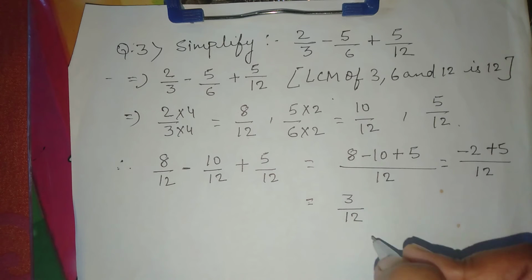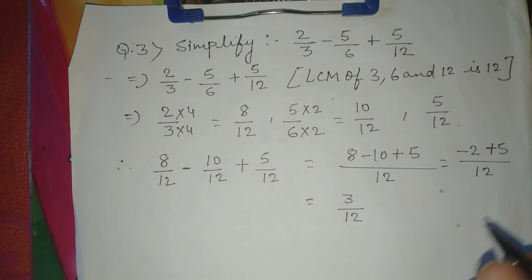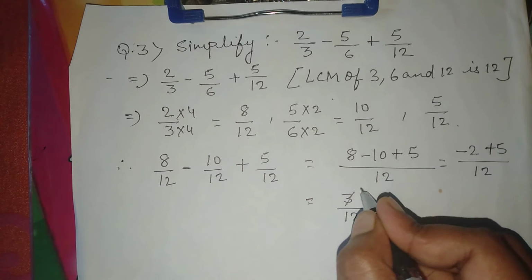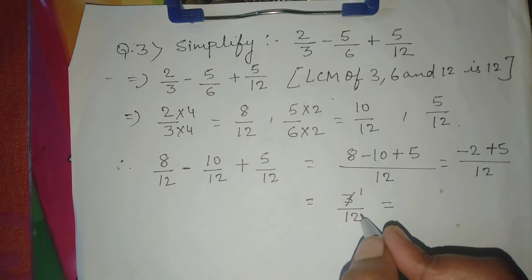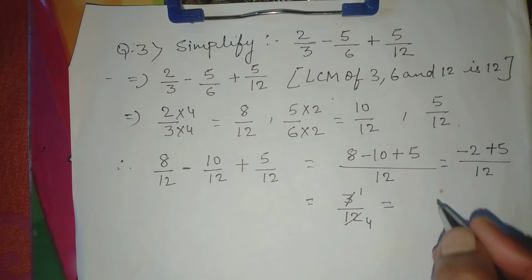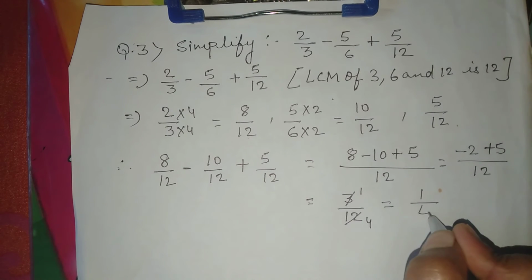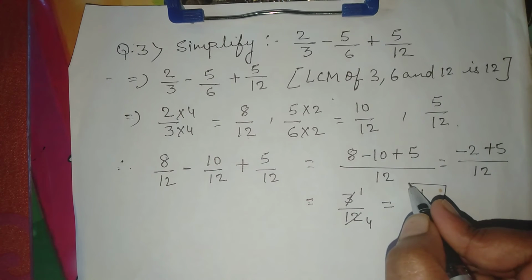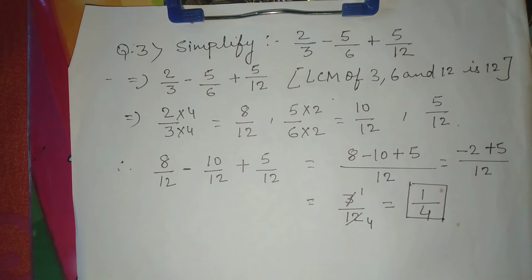Okay, so if we convert it, what will we get? 3 4s are 12, means we will cut the 3, we will take it into the lowest form. So 3 4s are 12, your answer will be 1 by 4. What will be the answer? Your answer will be 1 by 4.